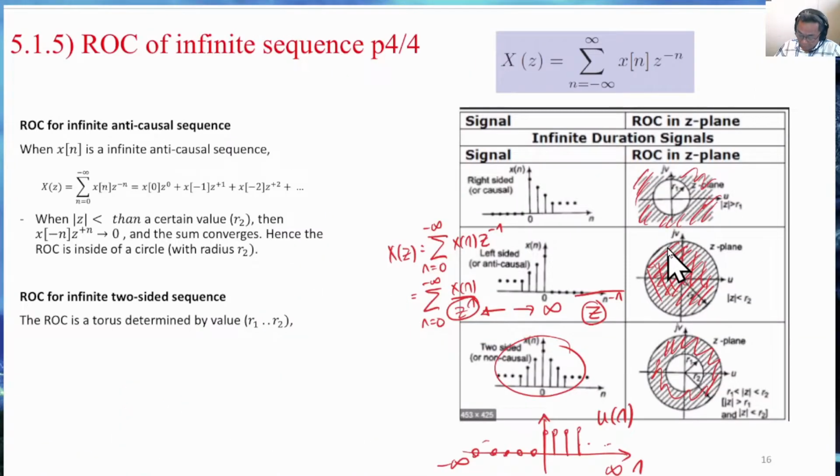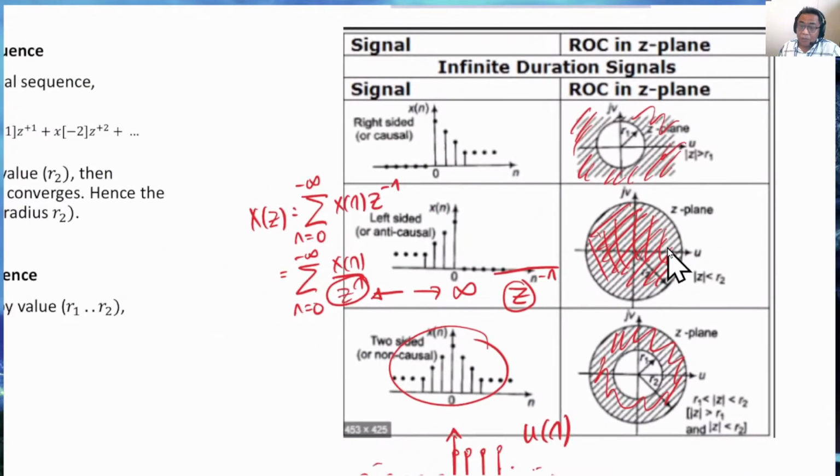So pay attention to these two slides. This is the slide showing the region of convergence for infinite sequences. On the top is for the causal sequence, in the middle is for the anti-causal sequence, and on the bottom is for the two-sided sequence. Thank you.